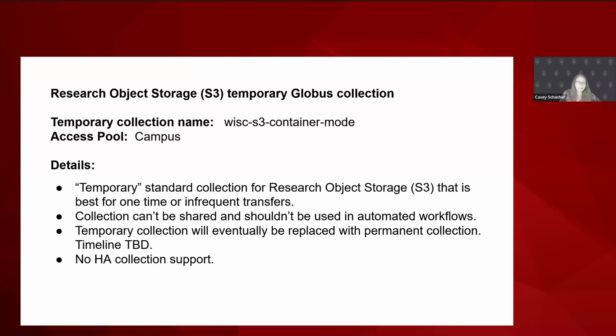So we currently have temporary Globus collections set up for research object storage. And you can see the temporary collection name listed here in case you're interested to use it with your research object storage account. It is on the campus access pool, which might mean nothing to you, but Kevin will talk a little bit more about that in a second. This is temporary, meaning that it eventually will be decommissioned and replaced by a permanent collection. So we don't encourage anyone to set up automated workflows using this temporary collection, because in the future that will break. We'll notify people before we do this, but those automated workflows would break and would need to be redone. So we don't encourage that.